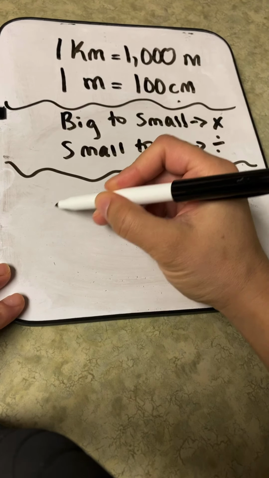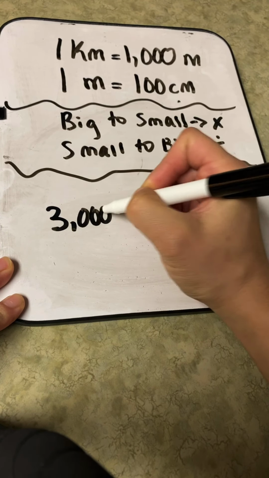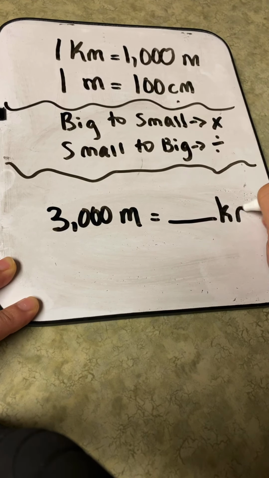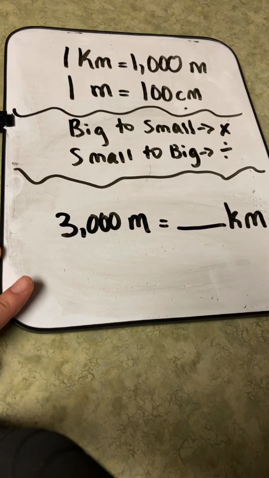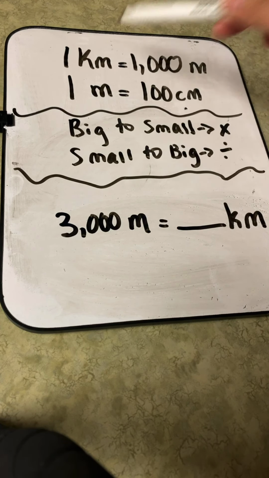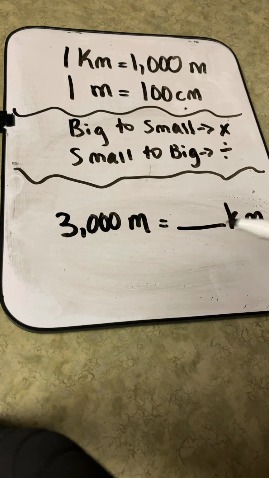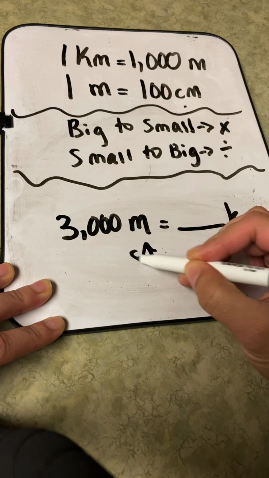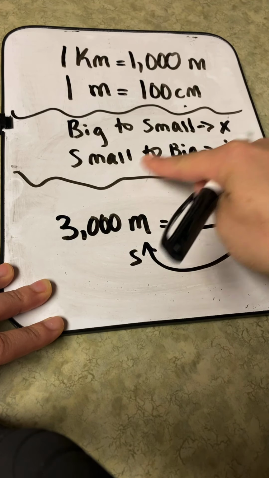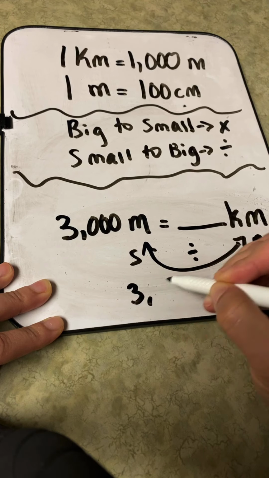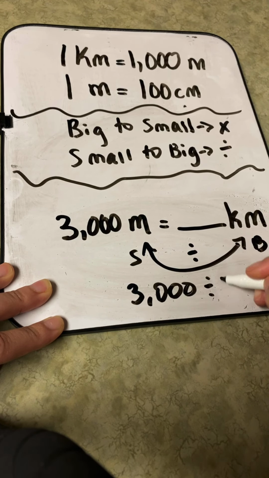Okay, so we're going to start with 3,000 meters, and we want to know how many kilometers are in 3,000 meters. Okay, so we know that it takes 1,000 meters to make 1 kilometer. So we know we're going from small to big. So when we go from a small unit to a big unit, we're going to be dividing. For every 1 kilometer, there's 1,000 meters. So that means that we're going to be dividing 3,000 by 1,000.